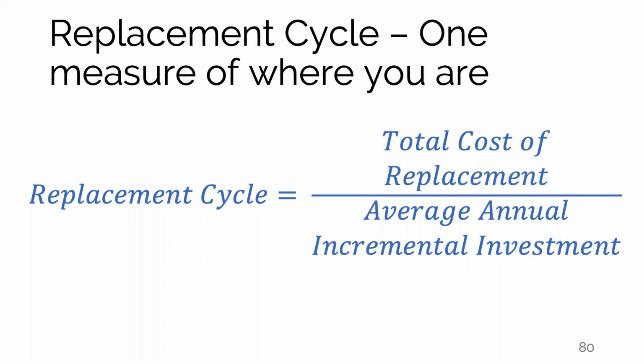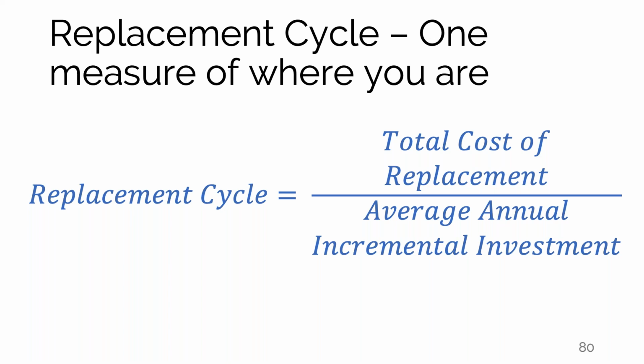So if you thought about what it costs to completely replace the facility that you have, and then you think about what you invest in replacements every year, and this would be like an average. So if you thought about how much money you invested in replacements over the last 20 years, divided by 20, that's your average incremental investment every year.